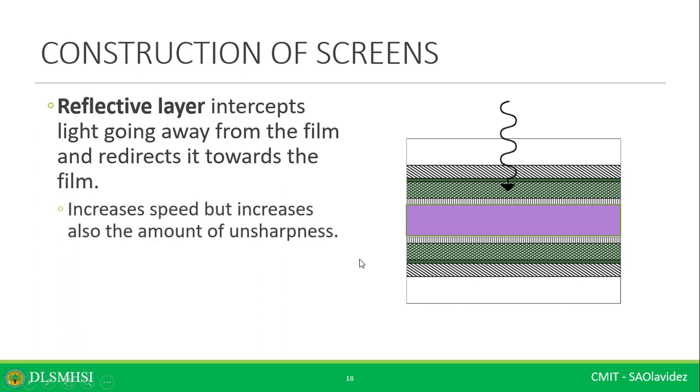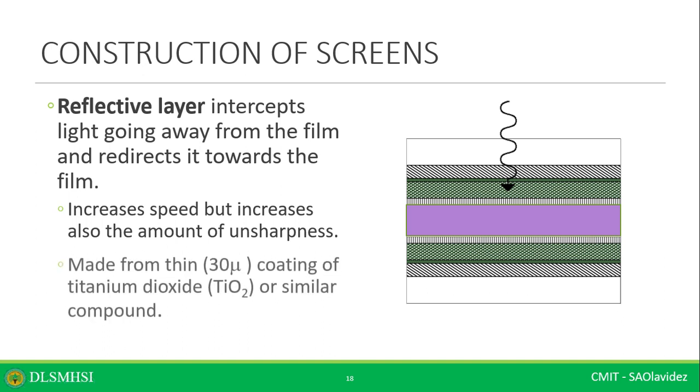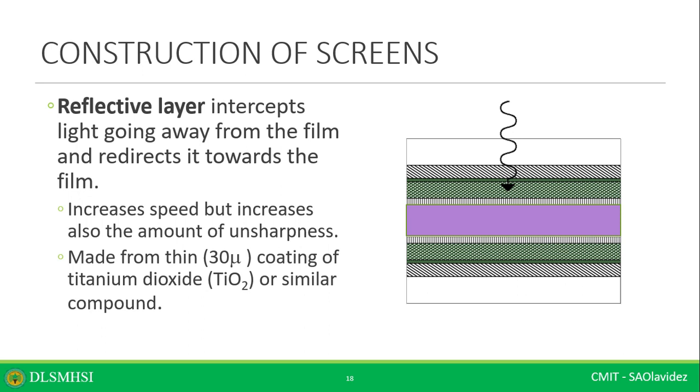So again, reflective layer increases the speed, but also increases the amount of unsharpness. It is made from a thin coating of titanium dioxide or any other similar shiny substances.